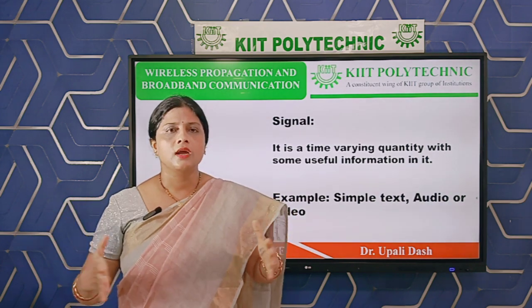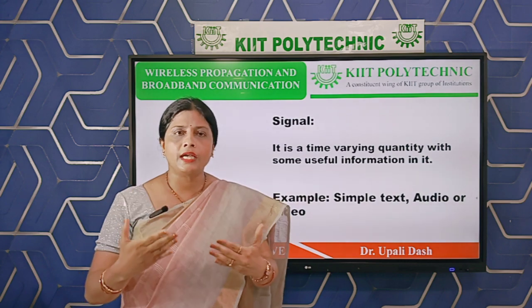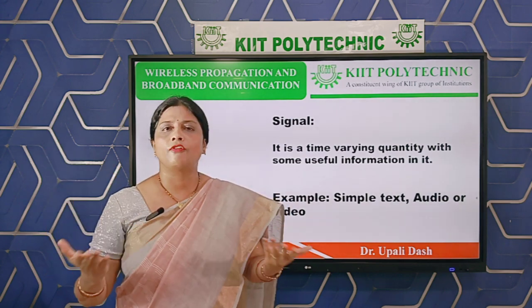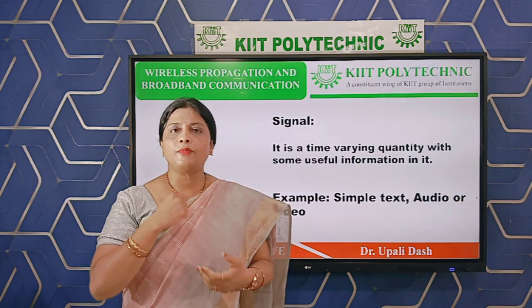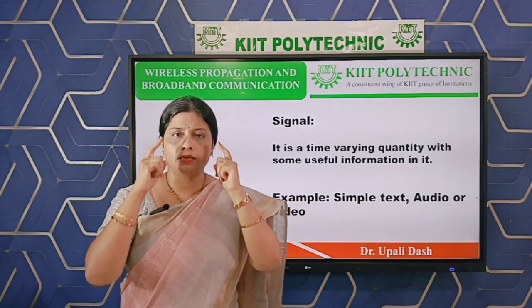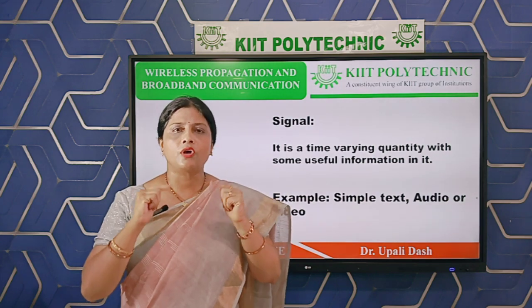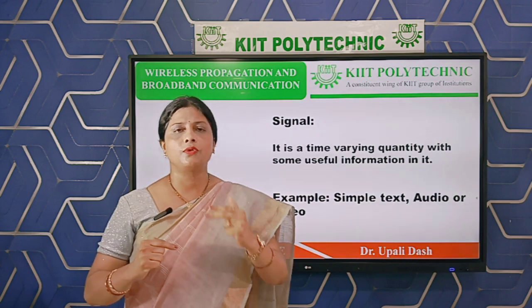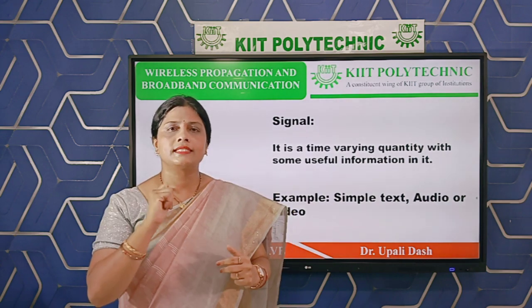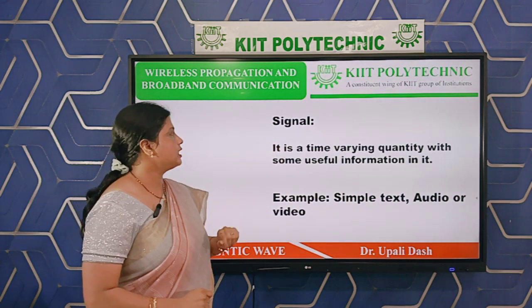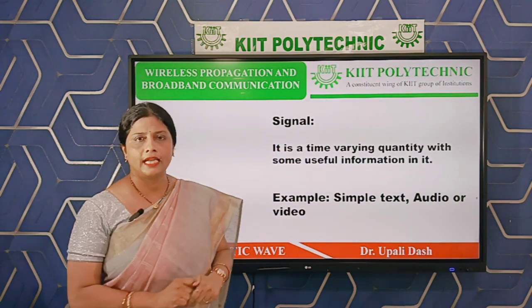Communication system means if we can communicate from a sender to a receiver in any form, then that is in the form of a signal. So if I am talking to you, that means what? I am communicating something to you, that knowledge I have. I am talking for 10 minutes, about information that you need to receive. Then that becomes a signal. So a signal is nothing but a time varying quantity with some useful information in it.